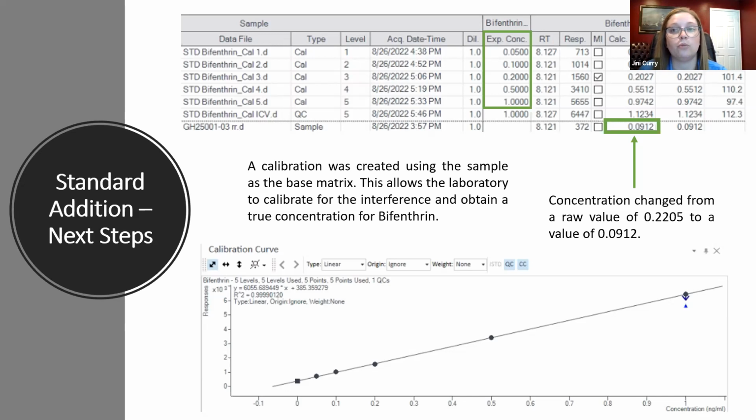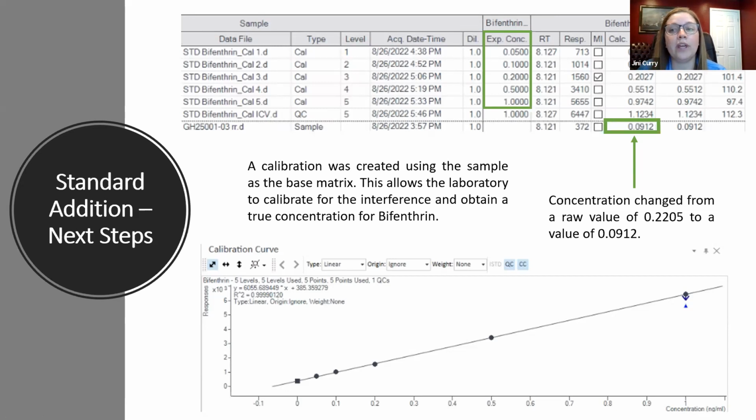And so you can see you put in your expected concentrations, it builds a calibration, and has your calculated concentrations. We run an ICV that's going to be a second source to confirm that calibration was good. And then we requant that. We basically extrapolate and requant that sample on that. And you can see that that raw value went from 0.22 to 0.09.